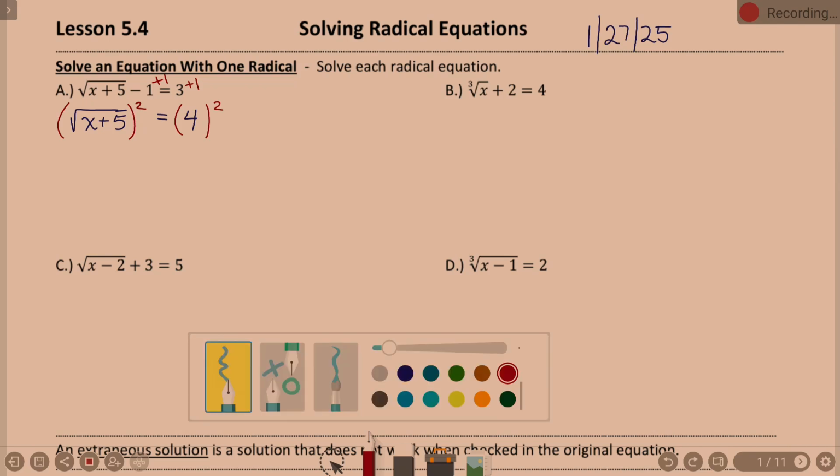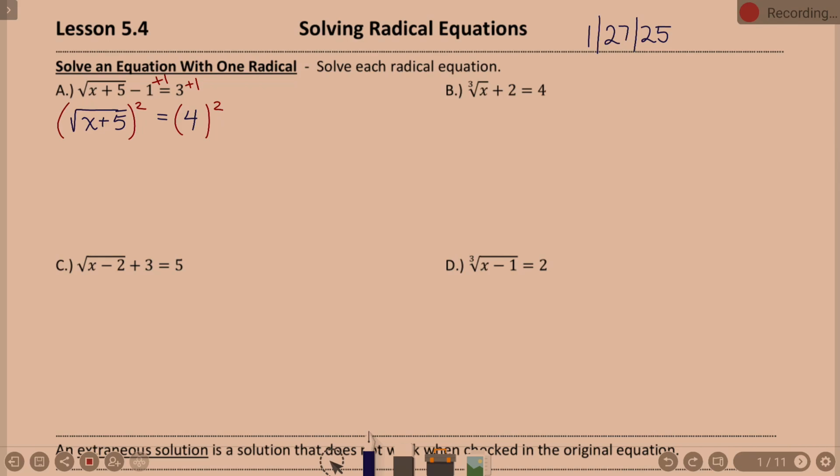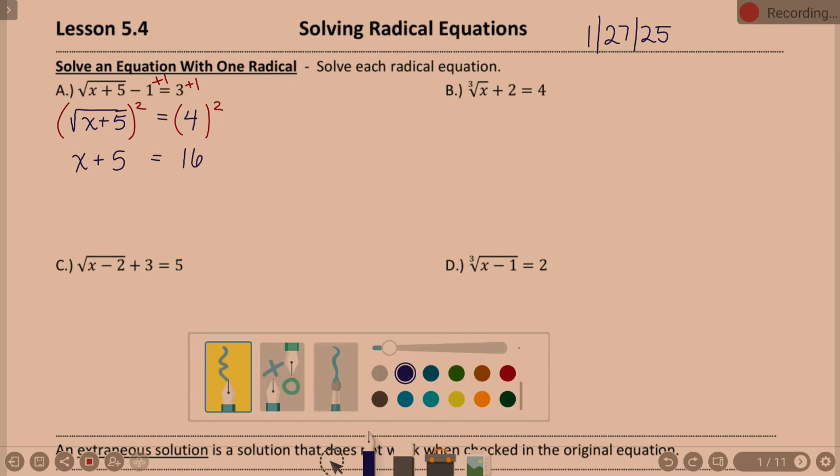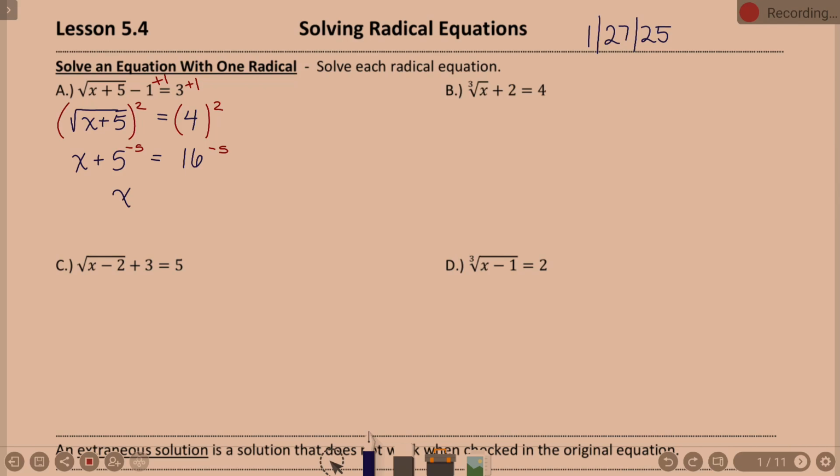What do you get when you square the square root of x plus 5? X plus 5. What do you get when you square 4? If it's x plus 5 equals 16, what are we doing? Subtracting 5. And what do we come up with? X equals 11.